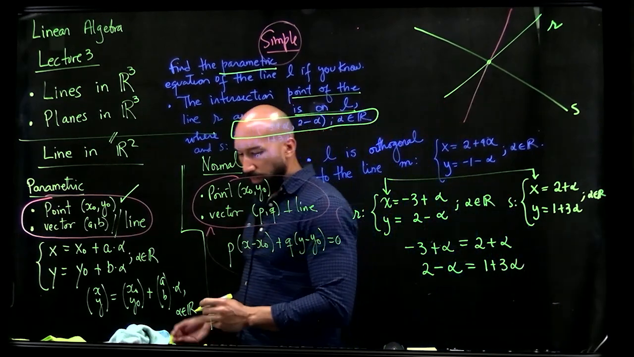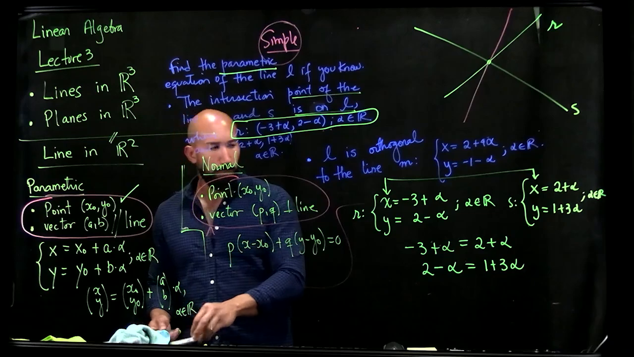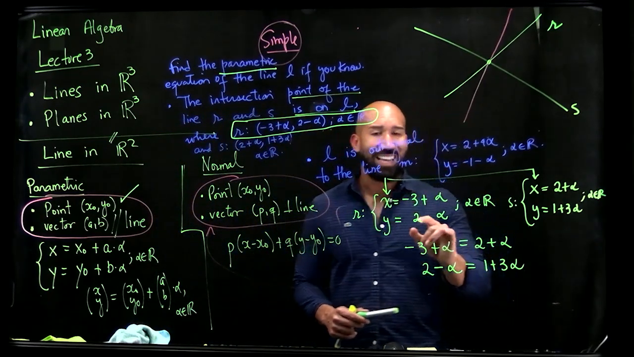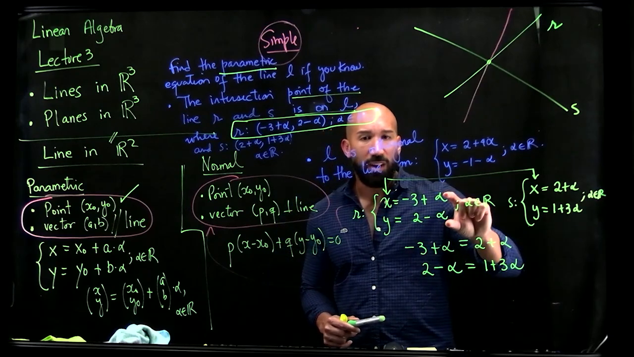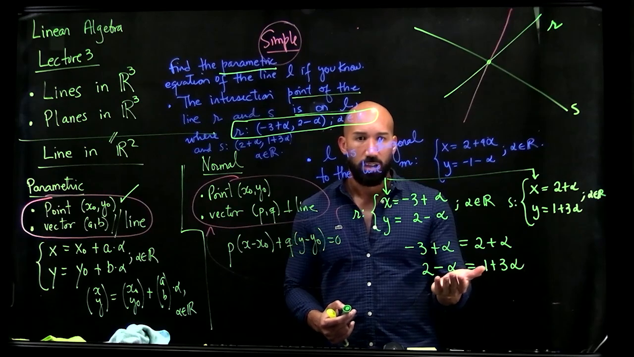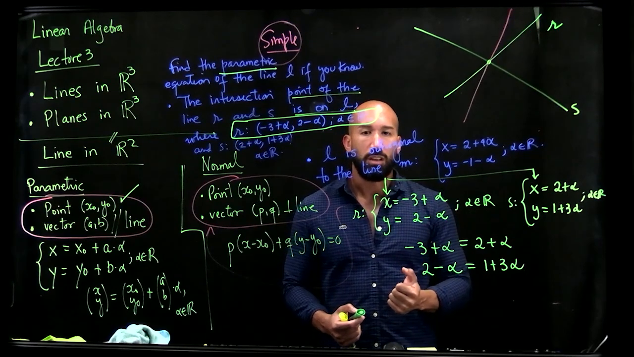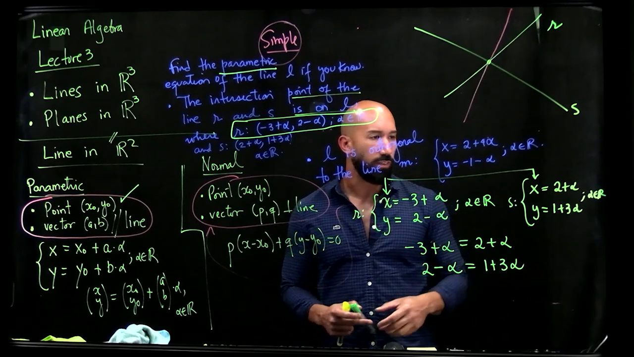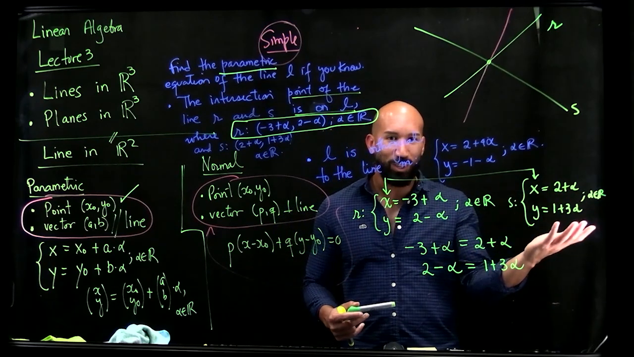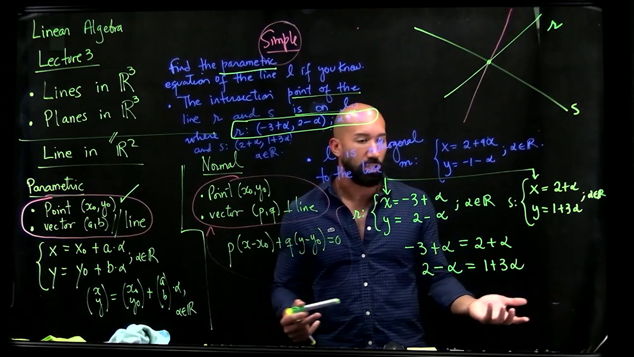Okay, and this is basically the first idea. But there is a problem with this idea. The problem is that alpha is the standard notation that we are using for the parameter in a parametric equation of a line. So I'm using alpha for both parametric equations just because I'm using the standard notation.